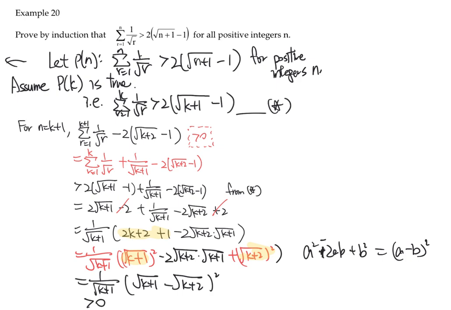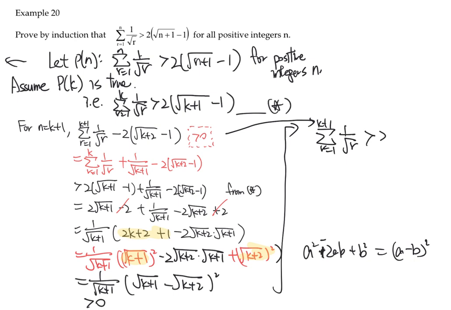When we get that this is larger than 0, what does it mean? For this statement larger than 0, that means the sum from r equals 1 to k plus 1 of 1 over square root r is larger than 2 square root k plus 2 minus 1 here. So P(k plus 1) is true.